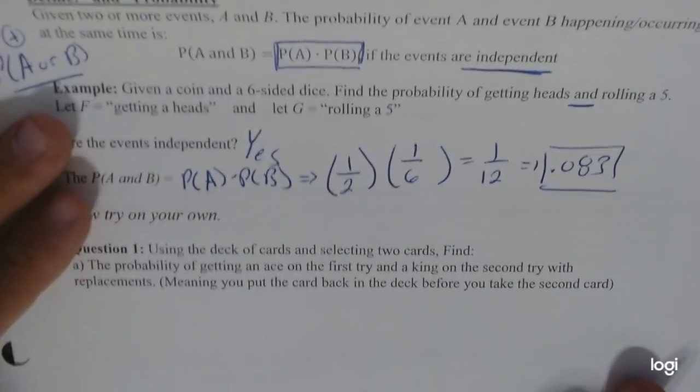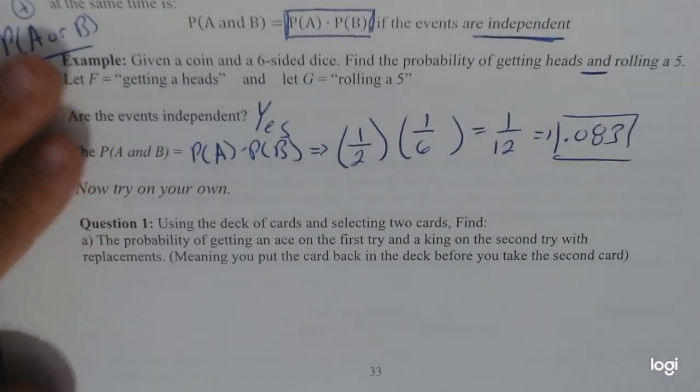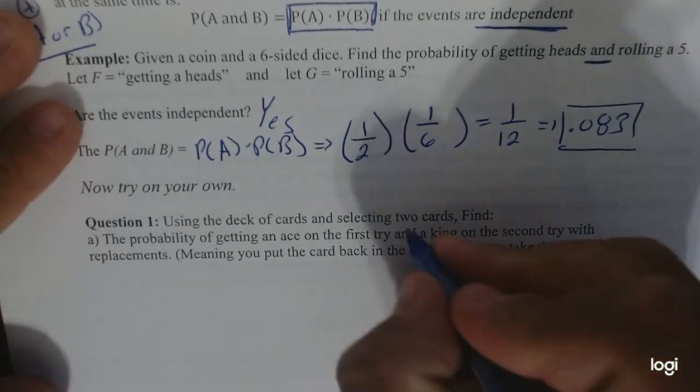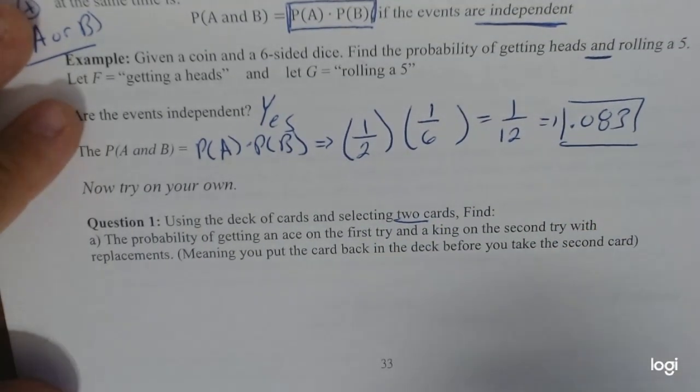Let's do question 1 at the very bottom here. Question 1 says, using the deck of cards and selecting 2 cards, so we're picking 2 cards at random, find A, the probability of getting an ace on the first try and a king on the second try with replacements. With replacements means you put the card back in the deck before you take the second card. So shuffle the deck, you pick one card, you put it back in, and we keep going from there.